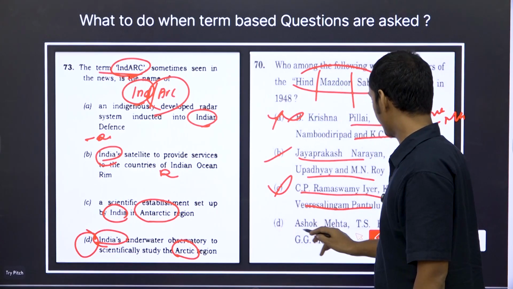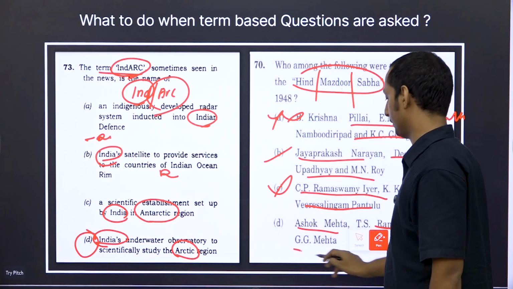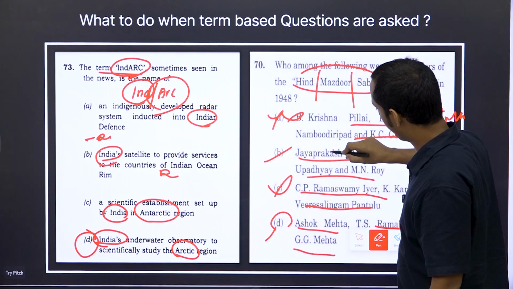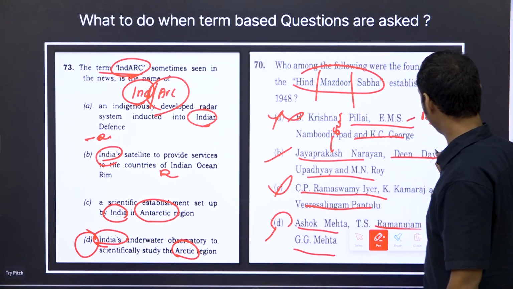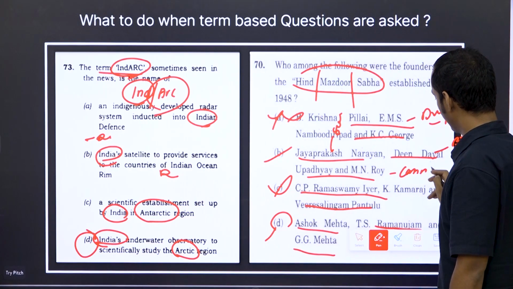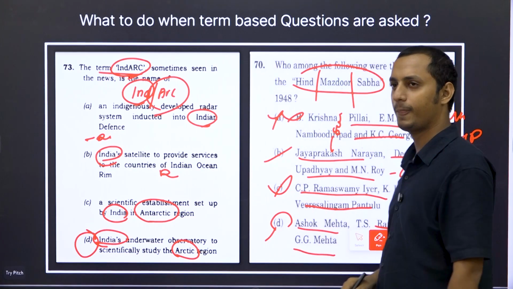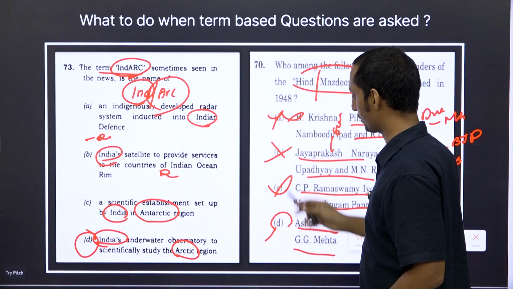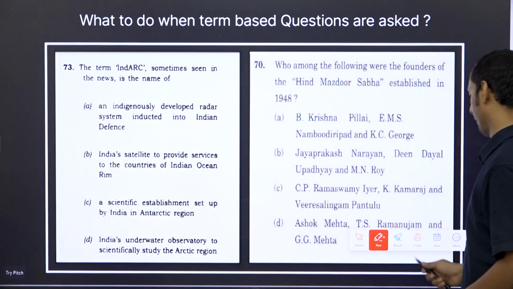You can eliminate them. Ashok Mehta, T.S. Ramanujan, and G.G. Mehta can be North Indian people. But then what about option B? Do you think Jayaprakash Narayan, who is a socialist, Deen Dayal Upadhyaya, who was a member of BJP, and M.N. Roy, who was a communist, would come together and form an organization? That is highly unlikely, right? So therefore, you can eliminate option B and go for option D, which is the right answer here.